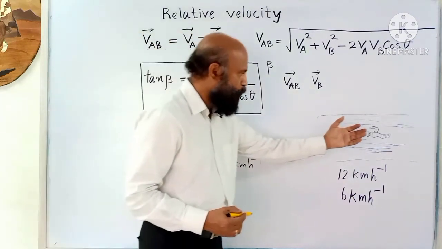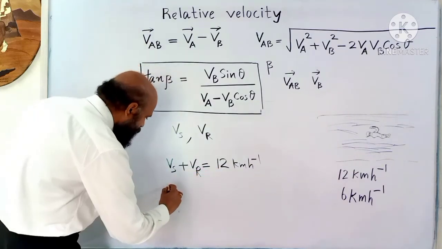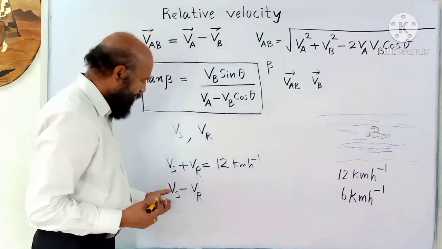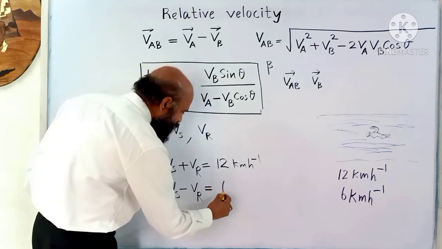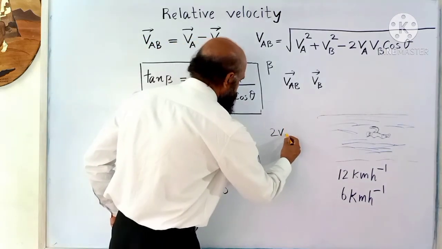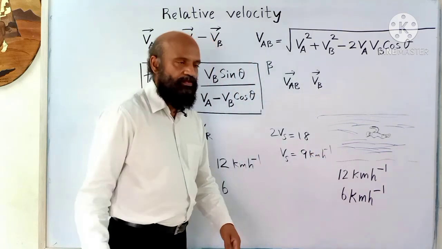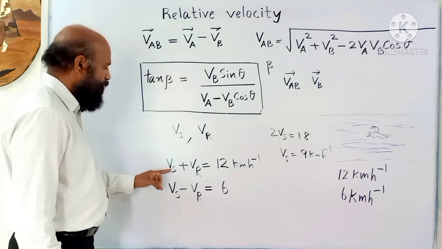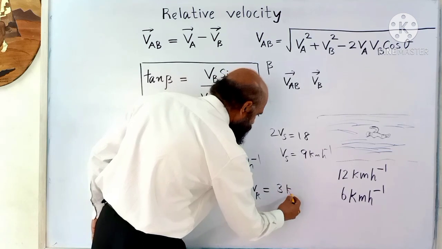This is when the swimmer is swimming in the direction of the flow of the river, 12 km per hour. Next, when the swimmer is moving in the opposite direction, Vs minus Vr is equal to 6. Now Vr and minus Vr will get cancelled, then Vs plus Vs, 2 Vs. So 2 Vs is 18, or Vs is 9 km per hour. So the velocity of the swimmer in still water is 9 km per hour. Now we can substitute here: Vr is equal to 12 minus 9, so 3 km per hour.